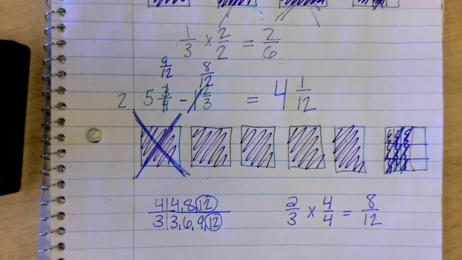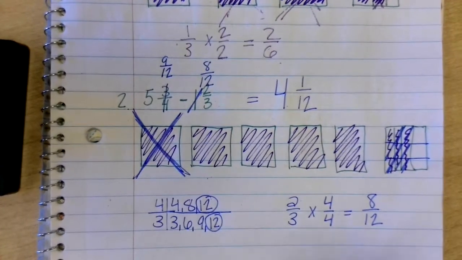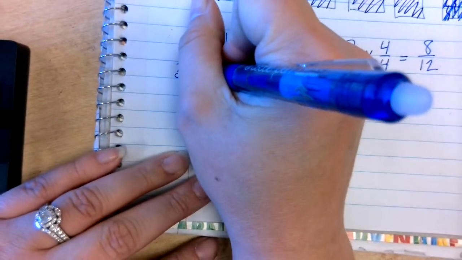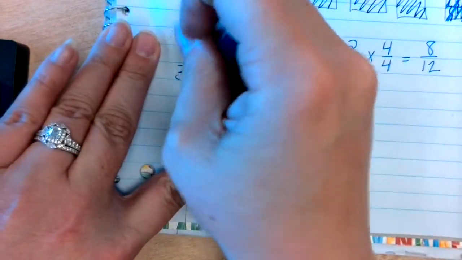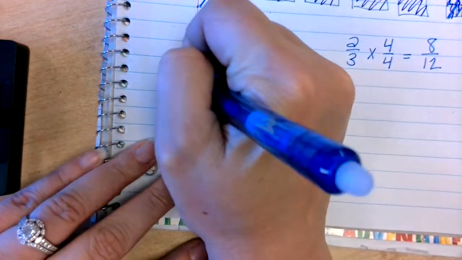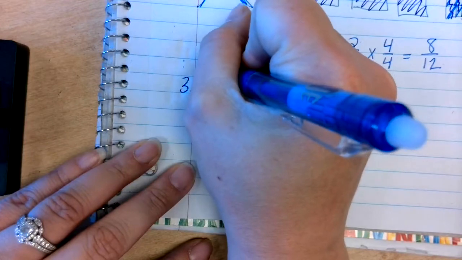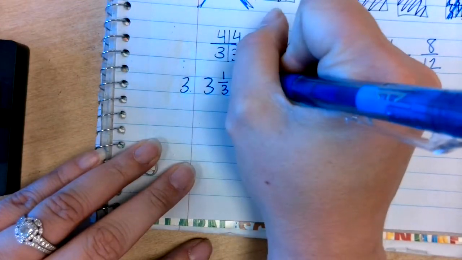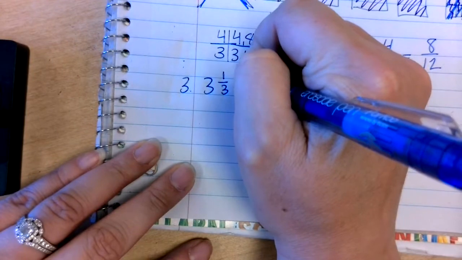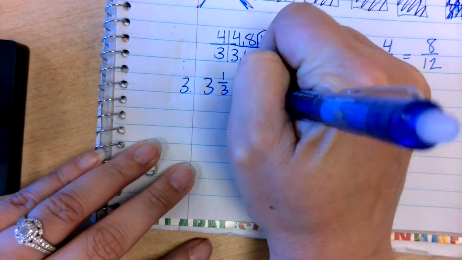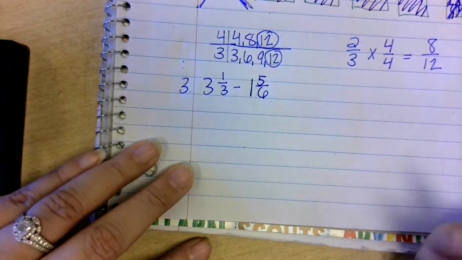All right, so on that one, we actually still didn't have to borrow. So I'm going to show you what that would look like. So let's do a problem like this. All right, so I'm going to do 3 1/3 minus 1 5/6.